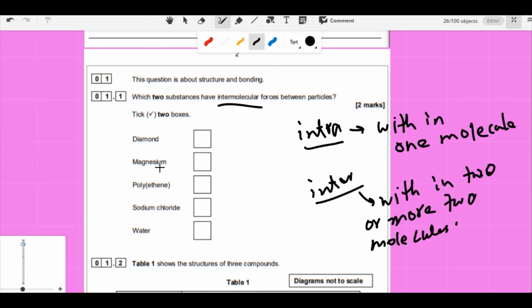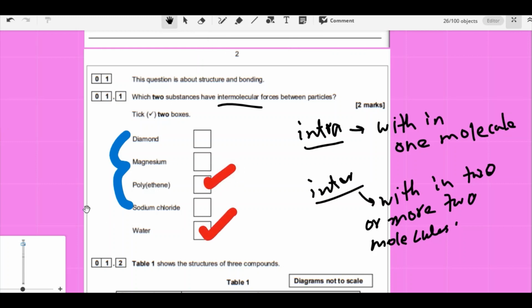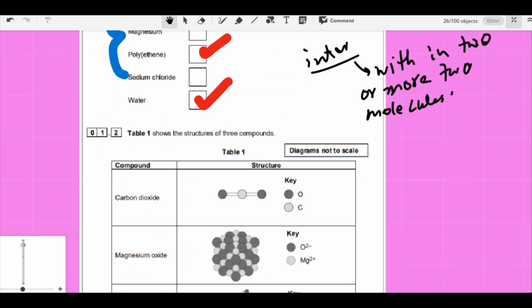Alright, so here we can see that diamond, magnesium and sodium chloride contain intramolecular forces, while polythene and water contain intermolecular forces, because as the word indicates, poly means many small molecules join with each other to form a long structure. In water, a lot of water molecules are joined up through hydrogen bonding, which makes a long structure. So hydrogen bonding is also a type of intermolecular force. Okay, now the next question.